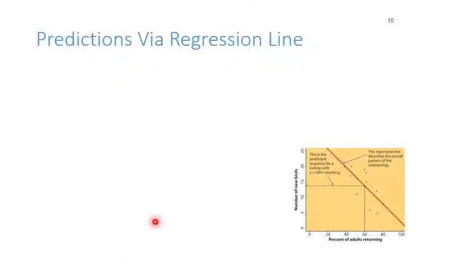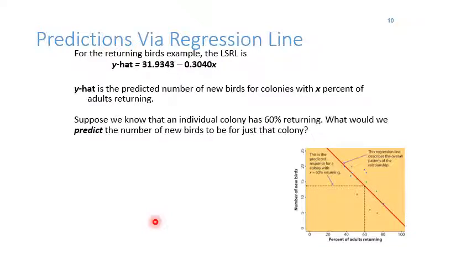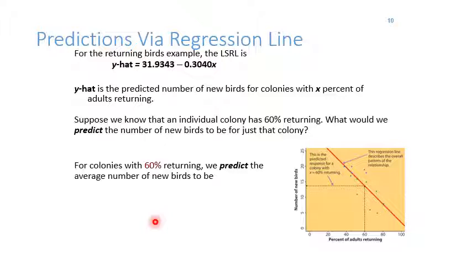Predictions by a regression line. For the returning birds example, the LSRL formula we got is y hat is equal to 31.9343, that is the intercept, minus 0.3040, that is the slope, times x. Y hat is the predicted number of new birds for colonies with x% of adults returning. Suppose we know that an individual colony has 60% returning, what would we predict the number of new birds to be for just that colony?